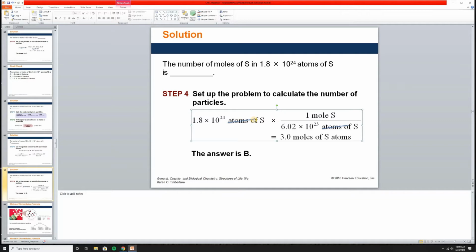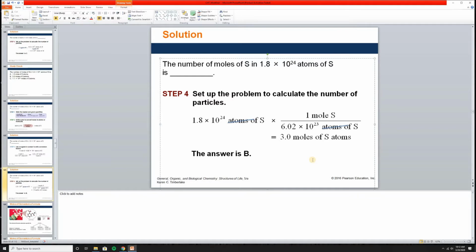The atoms of sulfur are going to cancel out with the atoms of sulfur in the Avogadro's number conversion factor, because we know that 1.8 times 10 to the 24 is what we're looking for: 1 mole of sulfur. Okay, sorry about that. I don't know why it cut out. But anyway, we're doing this example.